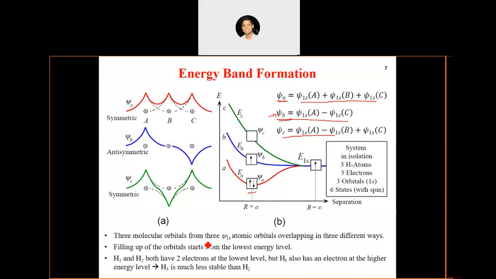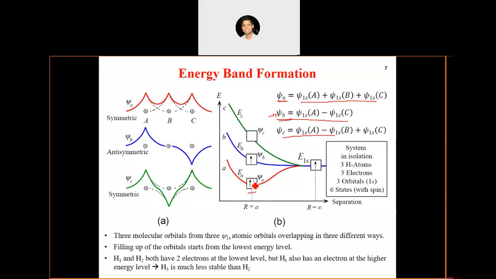And what will happen? So now we have three electrons. We have already found three molecular orbitals. If we want to fill up these molecular orbitals, the first molecular orbital will be filled by two electrons. They will pair up their spins and fill this lowest energy one, and the third electron will go to the slightly higher energy level, right?